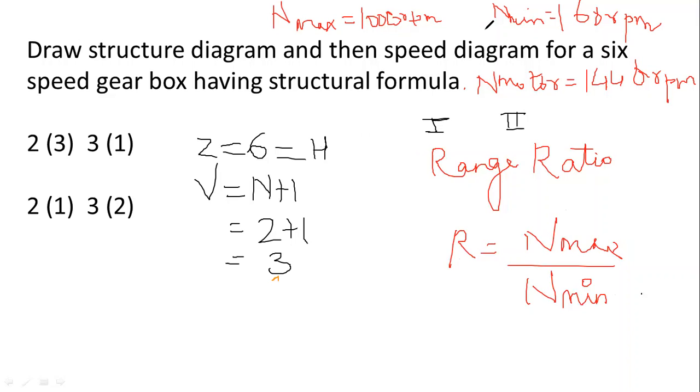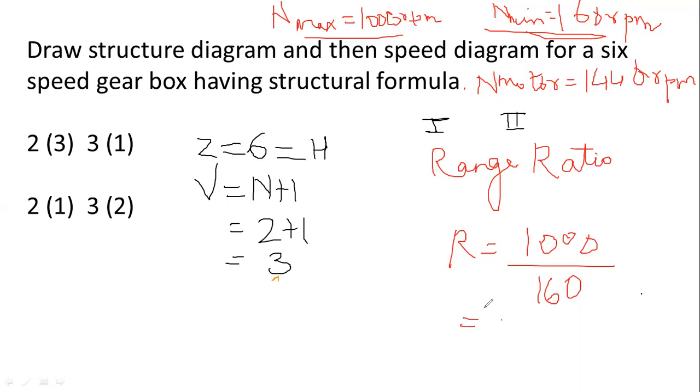Here in the numerical it is given maximum speed as 1000 and minimum speed as 100, right? So maximum speed is 1000 and minimum speed is 160, not 100. Sorry, it is 160. So when I do the calculation, I get range ratio as 6.25. Once I get the range ratio, which I'm going to write down here so that I don't forget, range ratio capital R is 6.25.